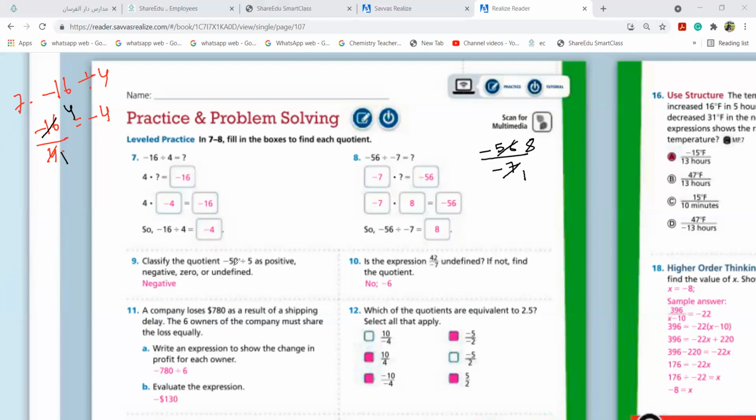Okay, classify the quotient -50 divided by 5 as positive, negative, or 0. Tell me what will be your answer if one is negative, the other is positive, Rital? It has to be negative. It cannot be positive. It cannot be 0.